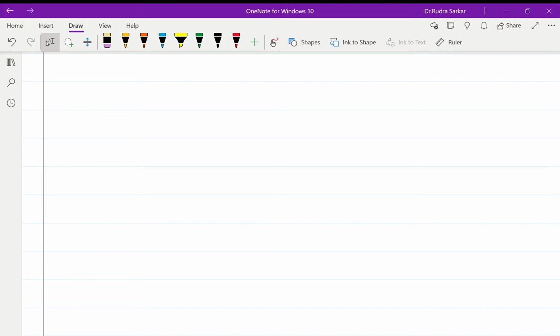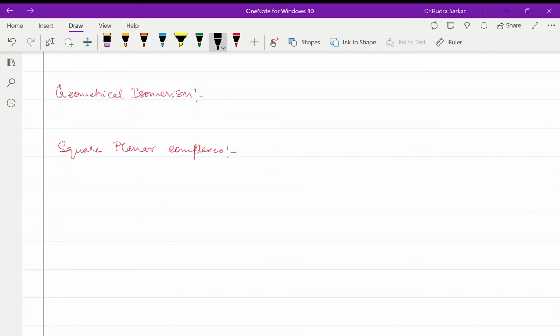So out here, for geometrical isomerism, we will take up the square planar complexes initially. So I'm discussing as in types, okay? So suppose if I say MA4, what do I mean?